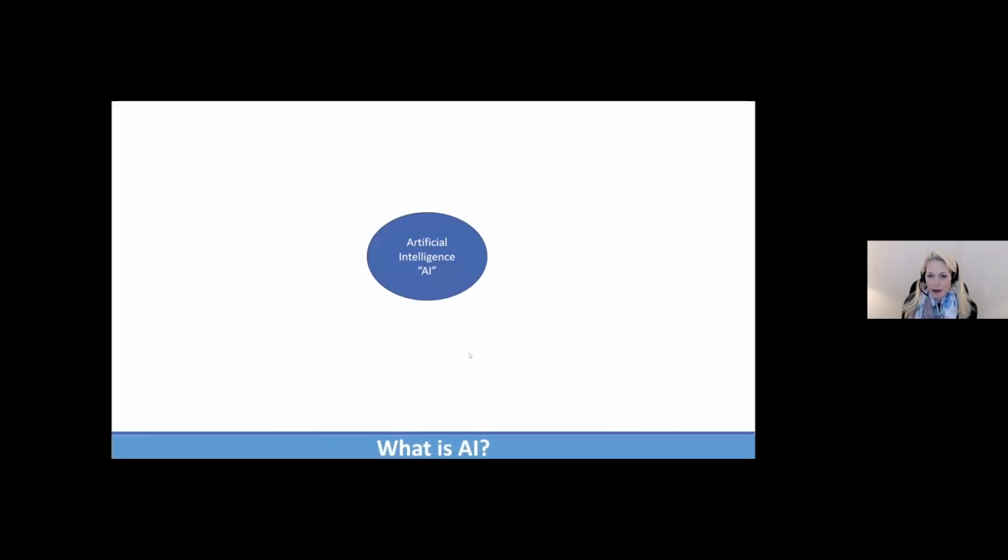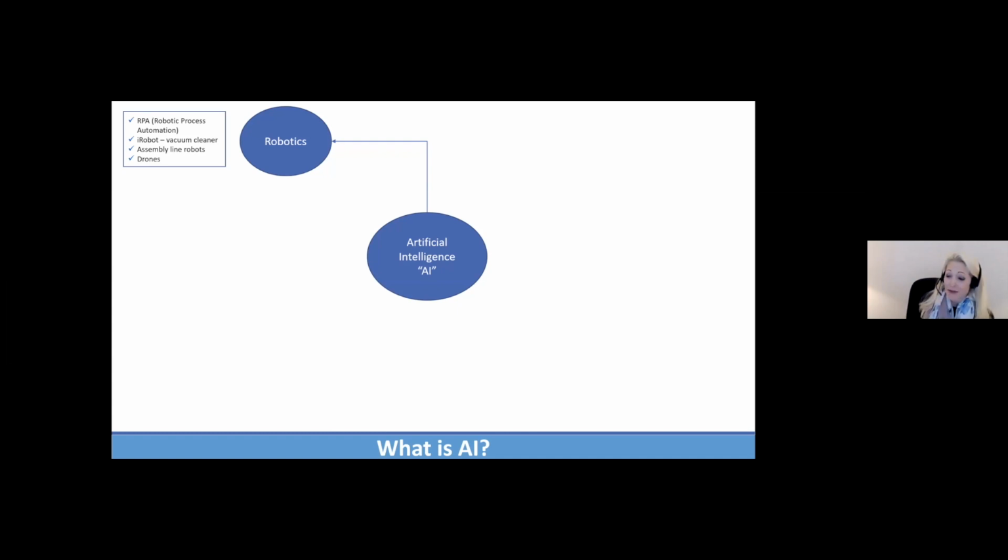So what is AI? AI, artificial intelligence, in my mind, and when I speak with other people, encompasses a lot of different types of technology. So I'm going to touch upon that here. When we think of robotics, robotics is just thinking robots. Examples of that are RPA, robotic process automation, an iRobot vacuum cleaner, if you ever had one of those, tends to learn the room as it vacuums, the assembly line robots and drones.